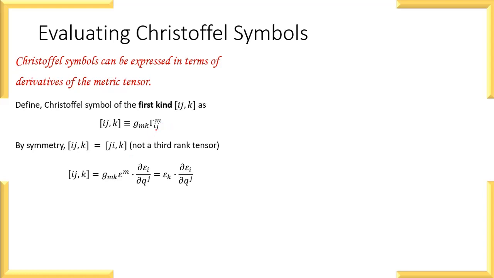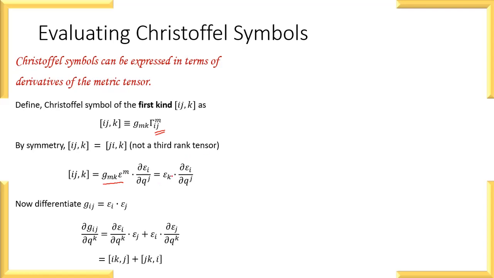Now, by symmetry, we know that i and j can be replaced. Therefore, the Christoffel symbol of the first kind [ij,k] is equal to that of [ji,k]. And this is also not a third rank tensor. So the Christoffel symbol can be written by expanding the second order Christoffel symbol gamma ij^m using the equation we have just derived, that is g_mk into e^m dotted with ∂/∂q^j of e_i. Since we have the metric tensor here, it is okay to combine and write it as e_k · ∂/∂q^j of e_i.